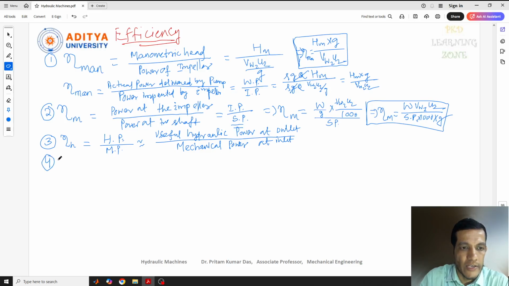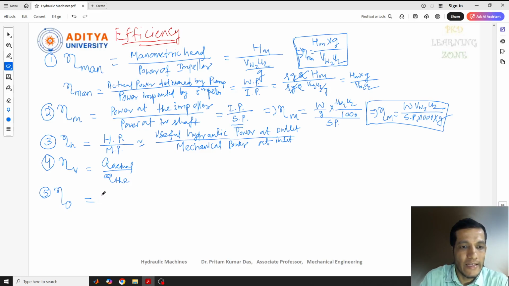Next one is volumetric efficiency. One more is there, and we know already, previously also we have discussed. Volumetric efficiency is nothing but Q actual by Q theoretical. Okay, that means it is the ratio of actual flow rate or actual discharge with respect to the theoretical discharge. This is volumetric efficiency. And the last one is overall efficiency, eta O, we can write.